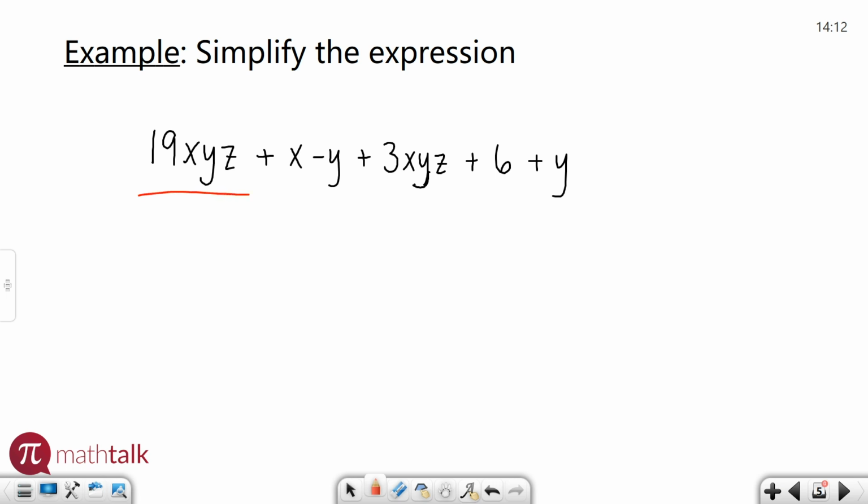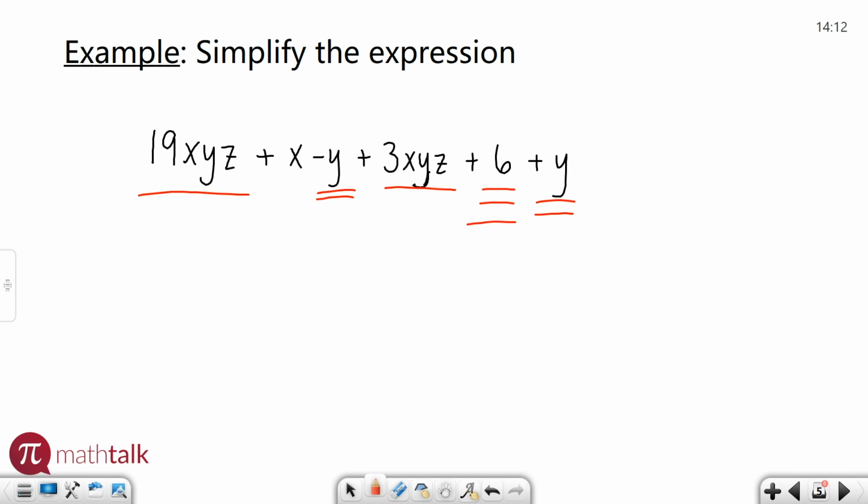I want to find my like terms. I got an xyz, an xyz. X, there's no other x's, so I'm going to leave that alone. There's a y here and a y here. And then there's a number that is all by itself.